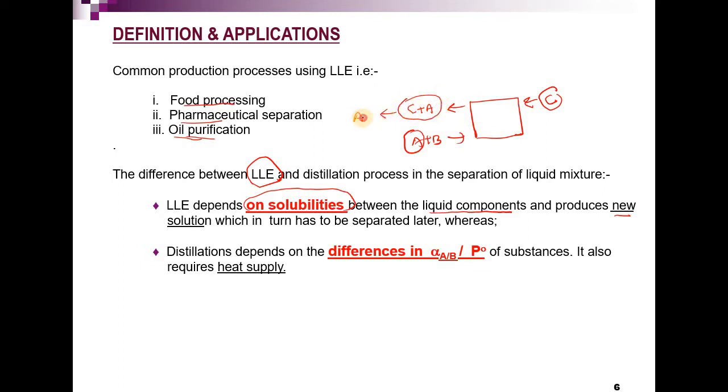Okay, but in the distillation process, the process will depend on the boiling point, or we call it volatility, the relative volatility, alpha AB, and also depends on the pressure of the substance. Distillation also requires heat supply, but liquid extraction does not require heat. So these are the differences between LLE and the distillation process.